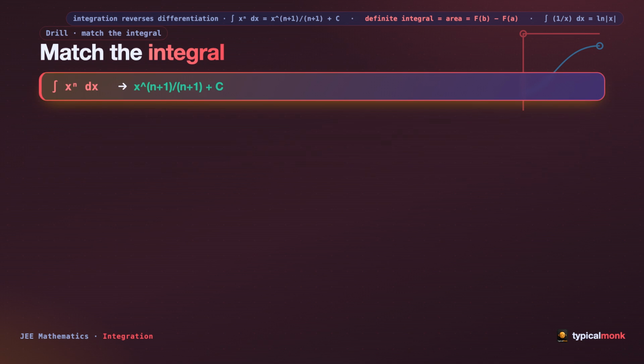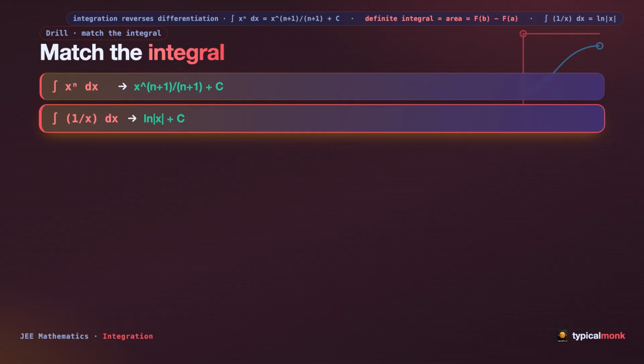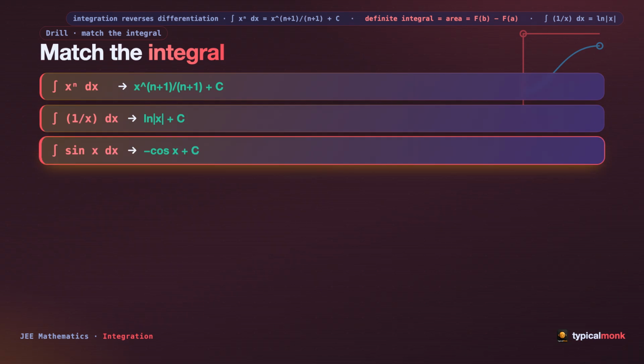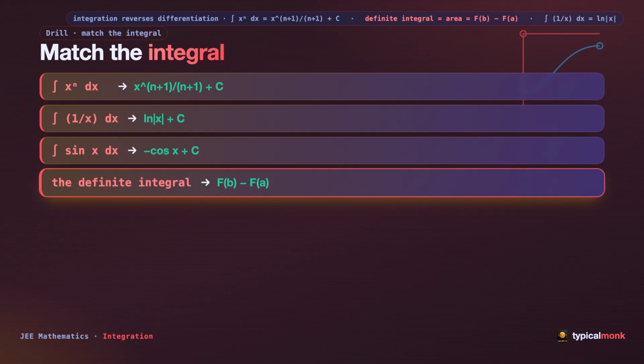Now, match each integral to its result. The integral of x to the n goes to x to the n plus 1 over n plus 1, plus c. The integral of 1 over x goes to the natural log of the absolute value of x, plus c. The integral of sine x goes to minus cosine x plus c. And the definite integral goes to f of b minus f of a. Four pairs, each worth memorizing.